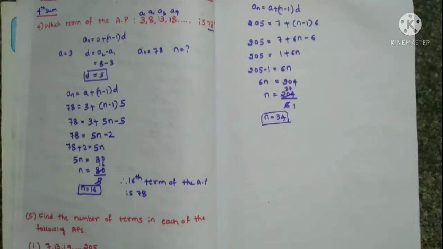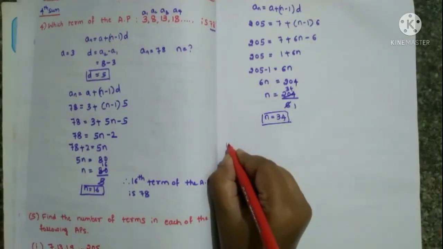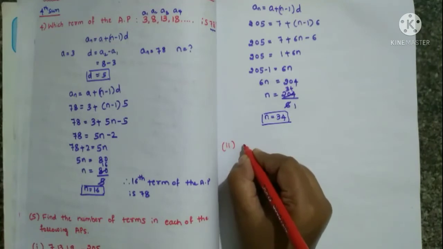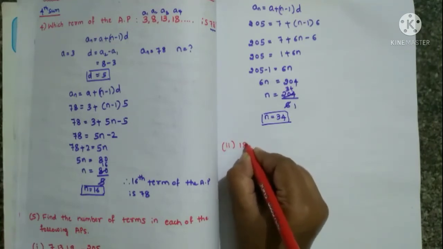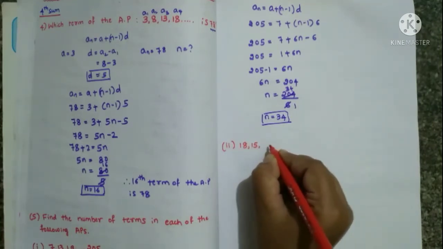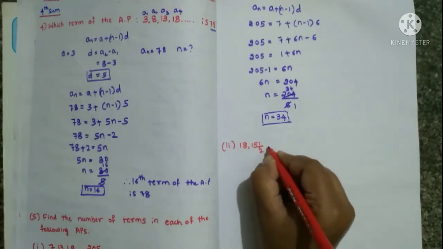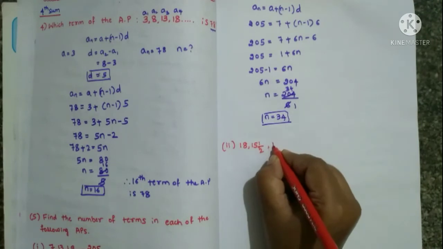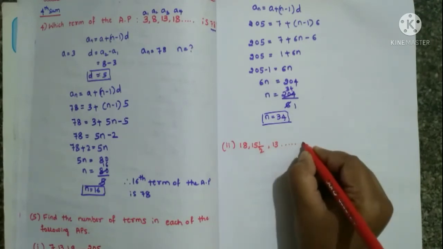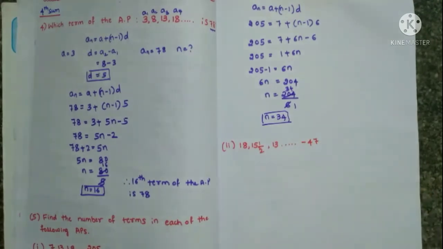Now we'll see the second sum. So one more sum they have given in that same main. Two sums they have given. Second sum is they have given as 18, 15 1 by 2, like this they have given. 15 1 by 2, 13, so on up to minus 47.